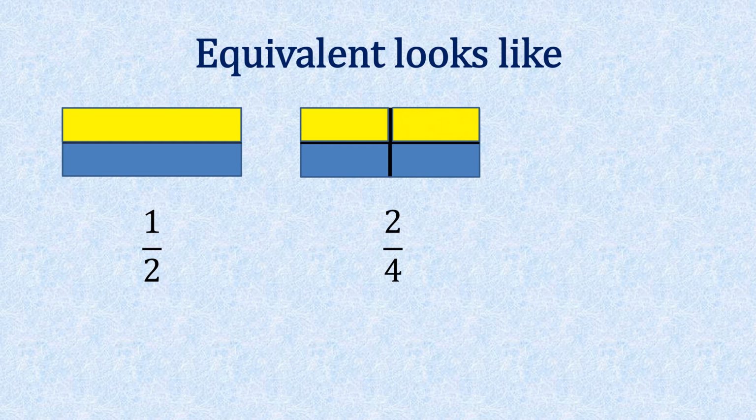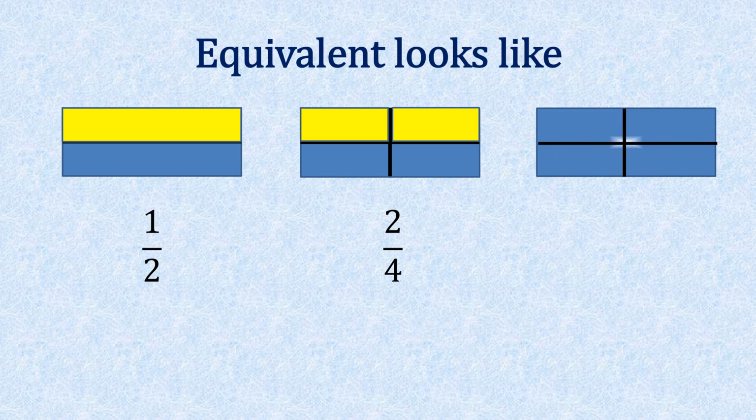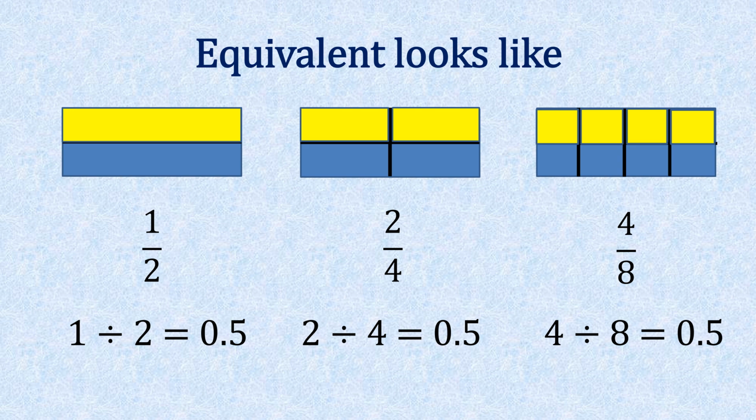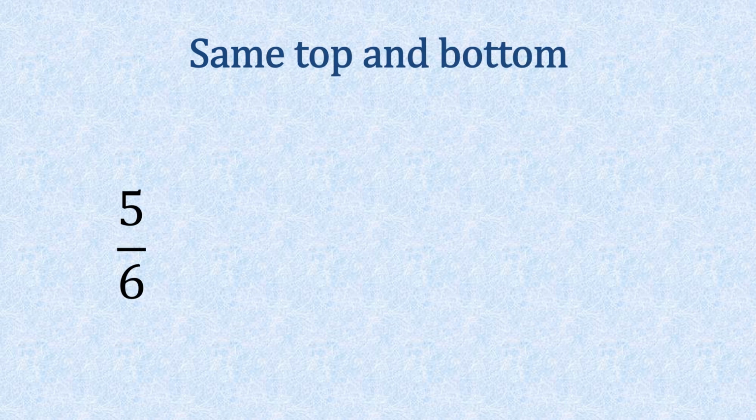So on the next rectangle, what we're going to do is cut those quarters in half again, and as you can see, this is going to give us 4 lots of 8 that are shaded. Now if you were to put into a calculator 1 divided by 2, you would get the answer 0.5, and that's the same for all of these, and that proves they're equivalent. So the rule for equivalent fractions is whatever you do to the top, you do the same to the bottom.